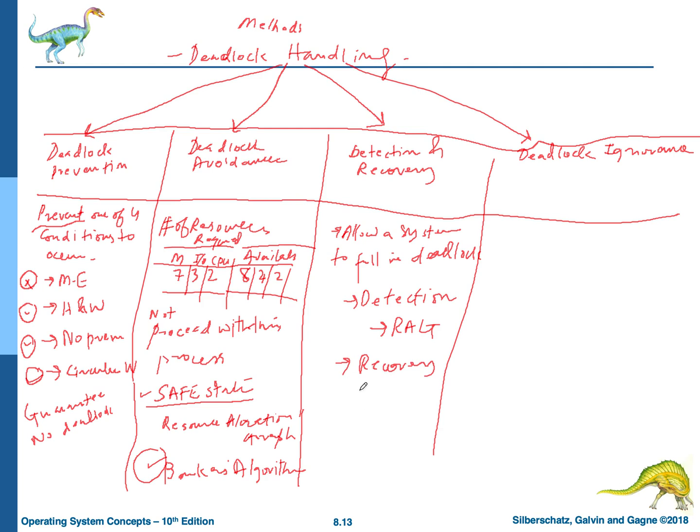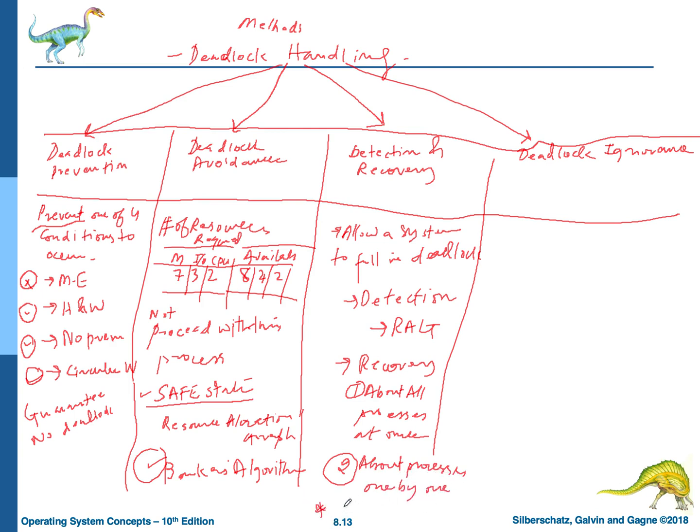Now there are 2 techniques of recovery. Number 1, abort all processes at once, right? Abort all the running processes at once. Number 2 is abort processes one by one.